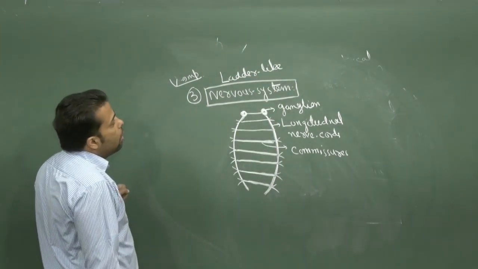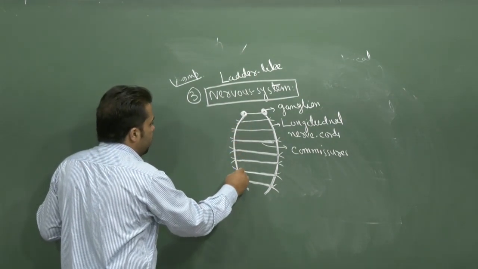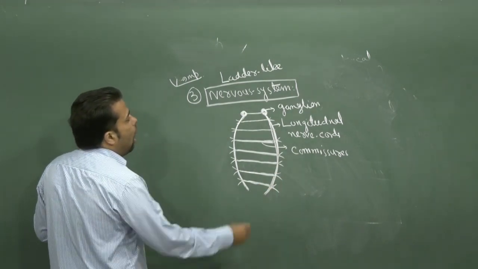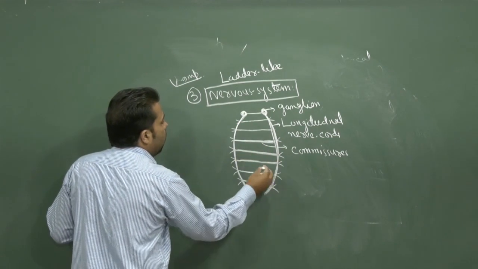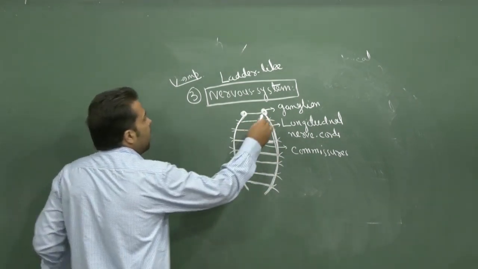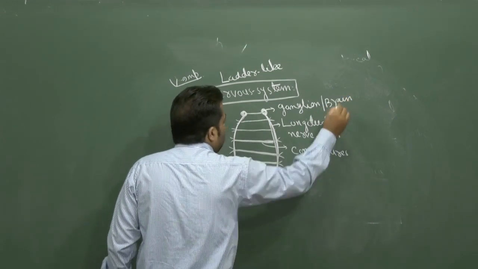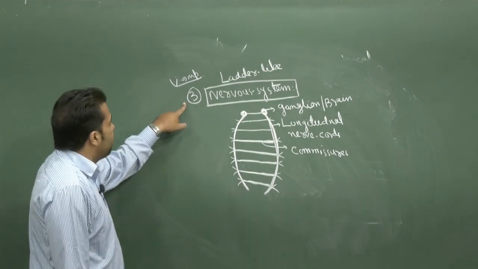So what does this nervous system consist of? It consists of two longitudinal nerve cords. This is the one and this is the one. And these two nerve cords are joined by commissures at intervals. So they form a ladder-like system. And this is the ganglion, or you can call it a brain. So this is the diagrammatic representation of nervous system.